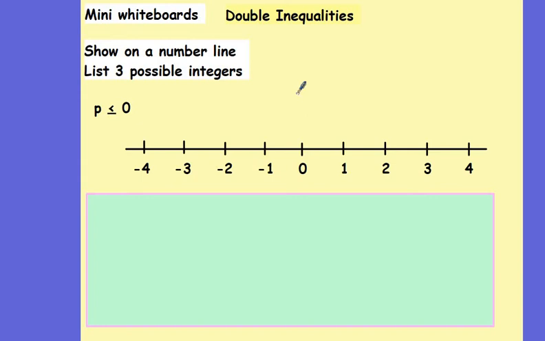One more for me, Year 8. On your mini whiteboards or in your light blue books, please show me p is less than or equal to 0 and list me 3 possible integers. Pause the video and have a go at that now, please.